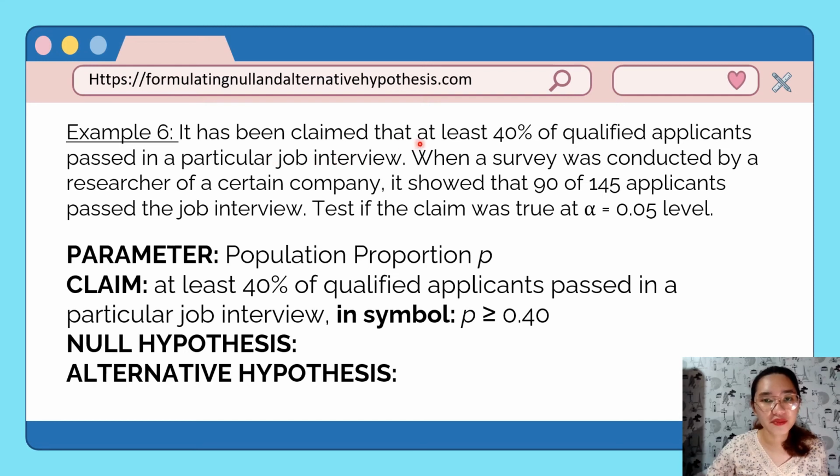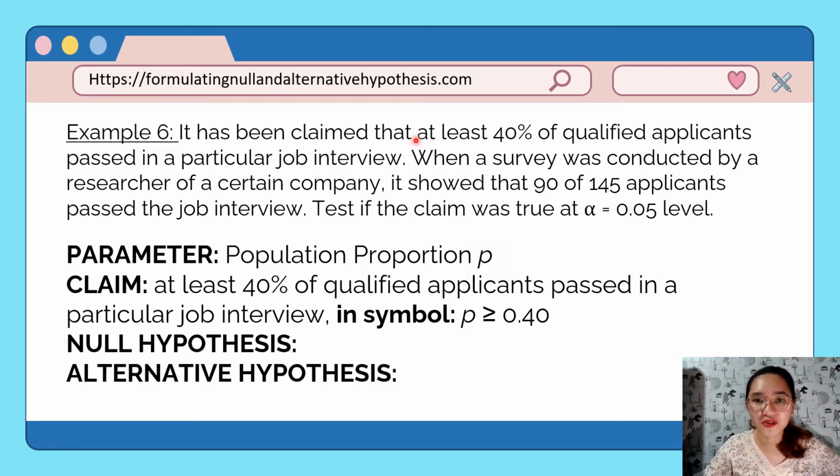It has been claimed that at least 40% of qualified applicants passed in a particular job interview. When a survey was conducted by a researcher of a certain company, it showed that 90 of 145 applicants passed the job interview. Test if the claim was true at 0.05 level of significance. Ayan. So, mga percentage na naman yan. So, ibig sabihin, ang ating parameter is a population proportion or in symbol is the small letter p.